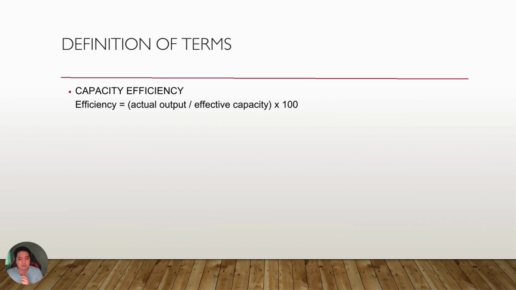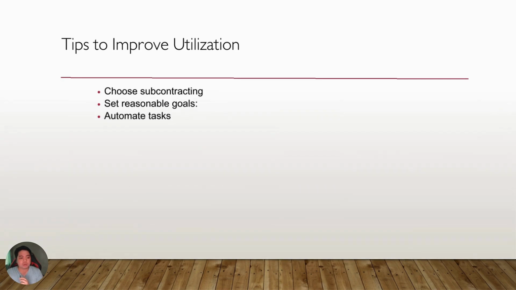So what are the tips to improve utilization first? For us to improve utilization, the reporters provided us three tips: choose subcontracting, set reasonable goals, and automate tasks. This would help you utilize all the resources that are available and all the available alternative solutions for you to utilize what you have already.